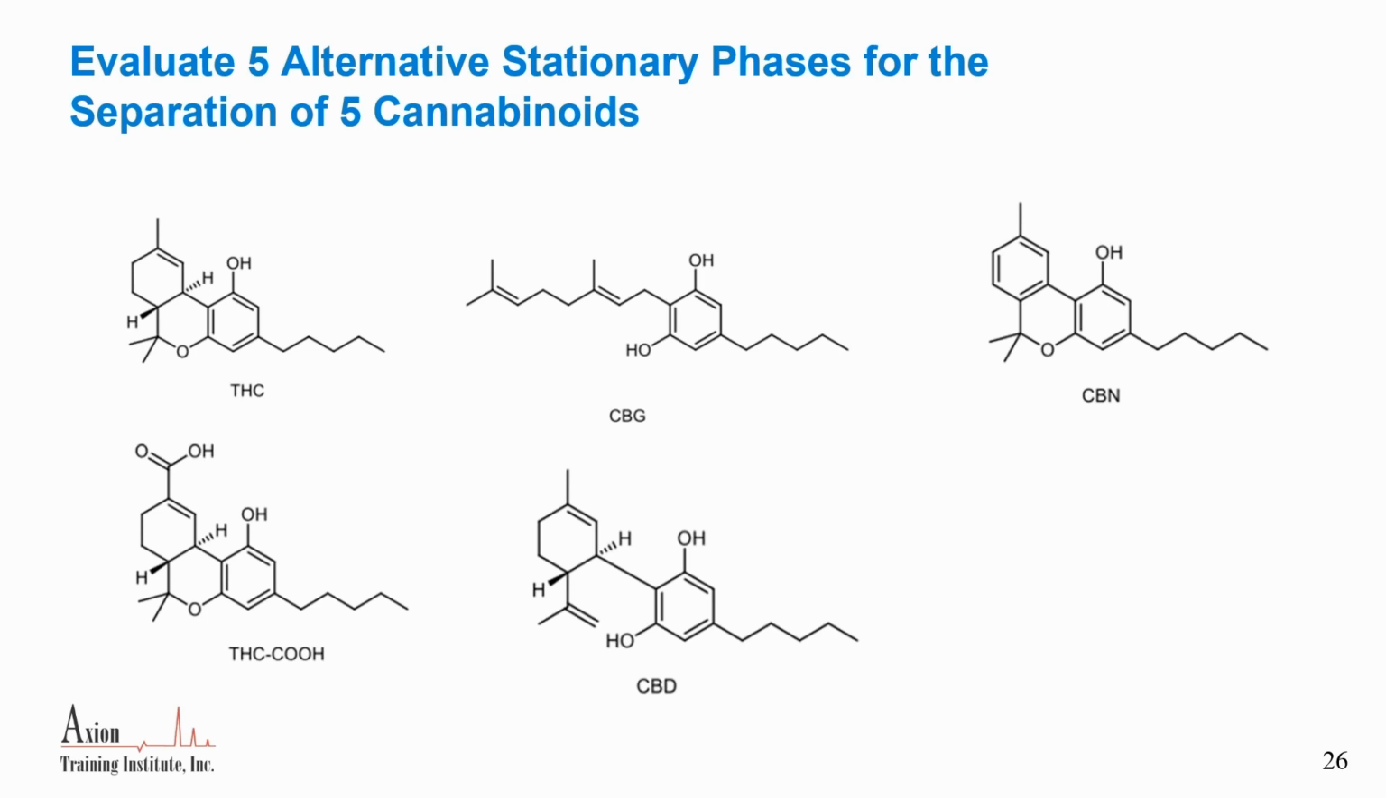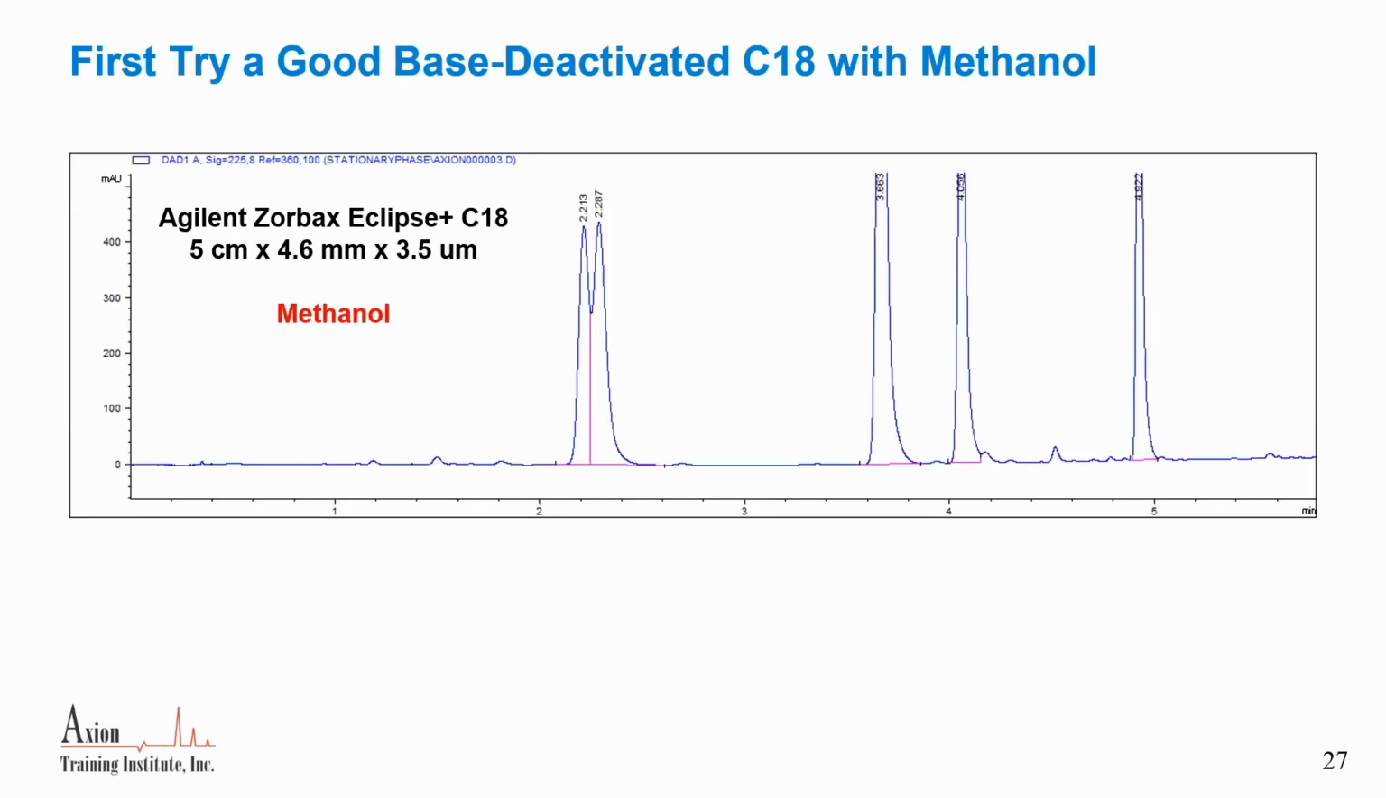So the first thing we're going to do, we're going to inject those 5 compounds onto a really good C18. This is Eclipse Plus from Agilent, my favorite column. Works great, but in this case, I see 4 peaks, but I really don't see 5. Well, I see a split peak up front. So this doesn't have the selectivity.